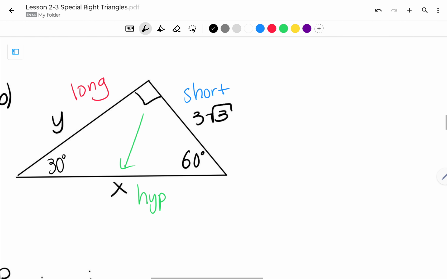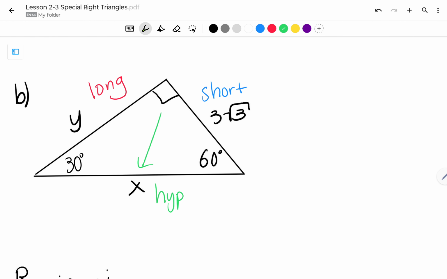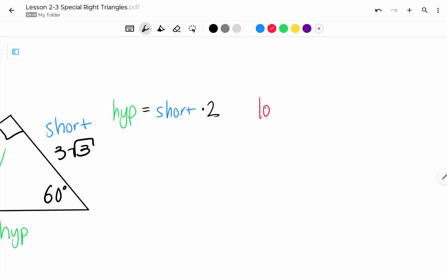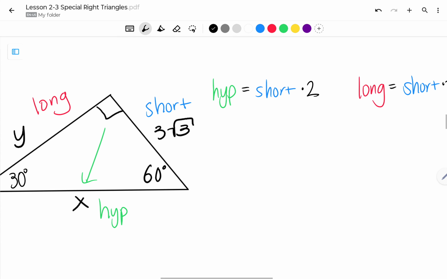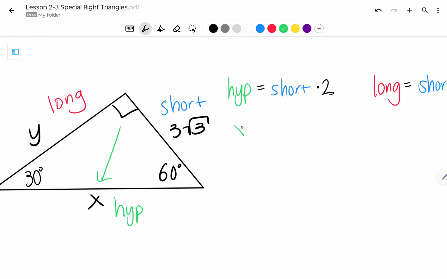Let's keep going. My first formula, hypotenuse equals short times 2. Long equals short times root 3. Let me plug in my values. Hypotenuse is x again. The short side is 3 square root 3 times 2.